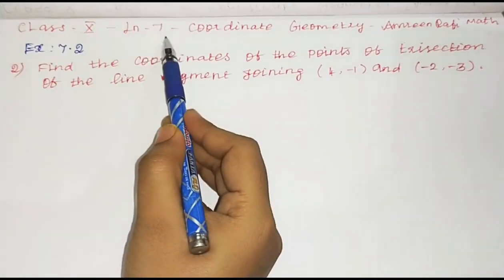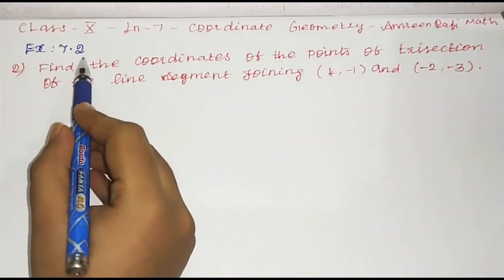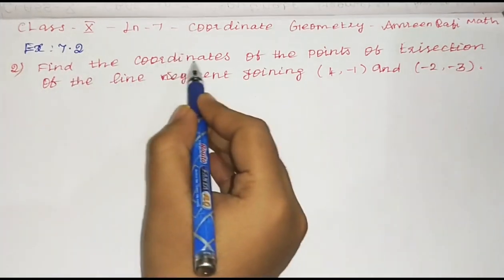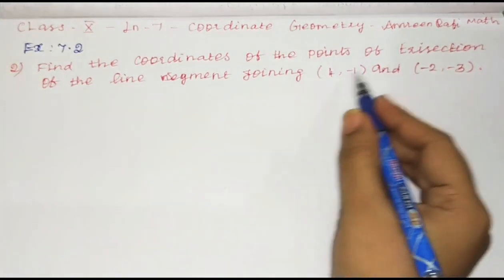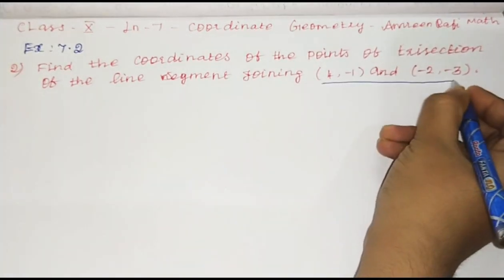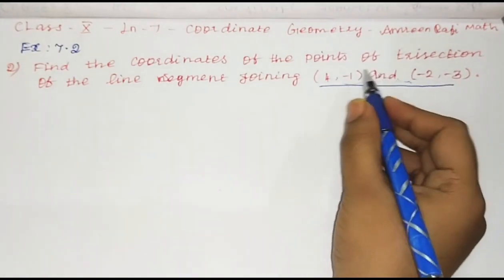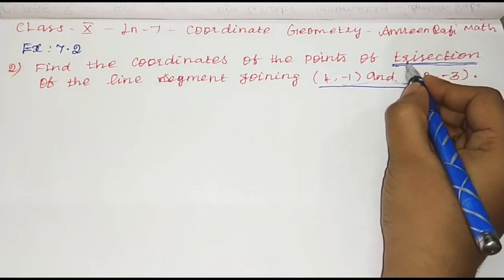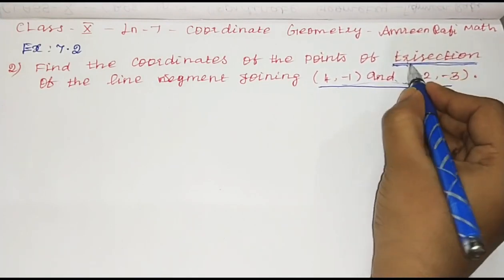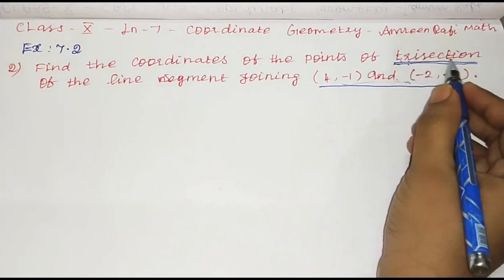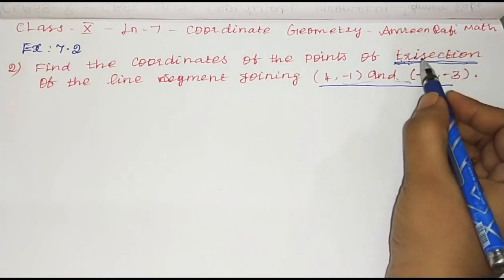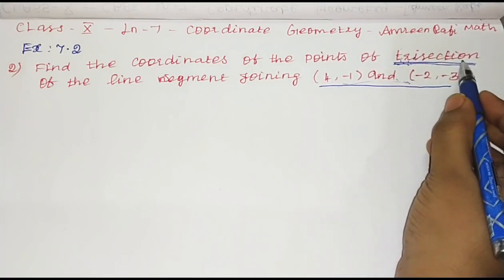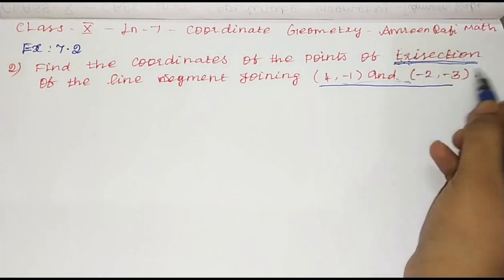Class 10, Lesson 11, Coordinate Geometry, Exercise 7.2, the second sum. Find the coordinates of the points of trisection of the line segment joining the points. So, using these two points, we have to draw the line. That line divides into trisection. What is meant by trisection? Trisection means a line is divided into 3 sections. All the sections are equal. So we can say directly it is trisection.